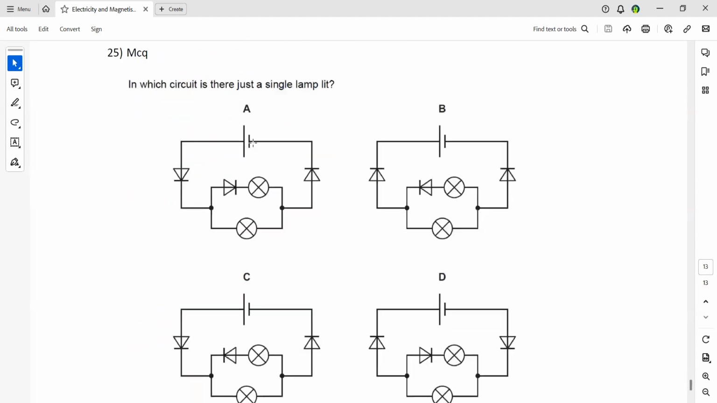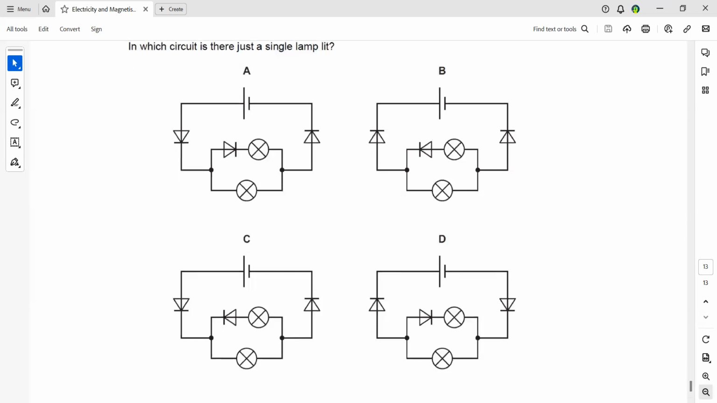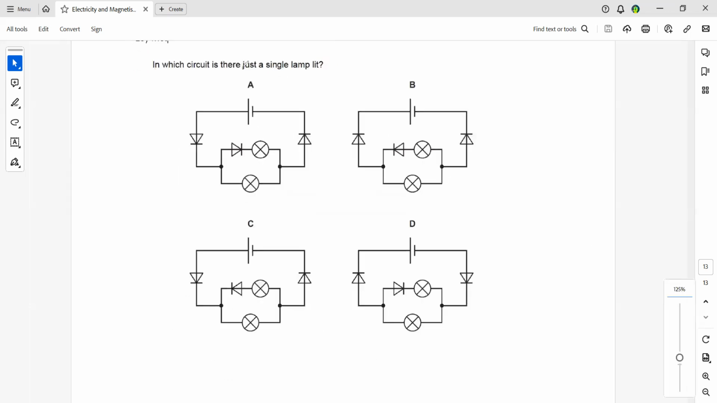And the last one: in which circuit does a single lamp light? If this is positive and this is negative, the current will flow through this lamp and through this one, so both lamps will light up. In this one, it blocked the current, so there is no lamp lit. In C, this will block, so this lamp lights alone, so C is the right answer. And in D, it is completely blocked. So this was a pop quiz related to circuit components.